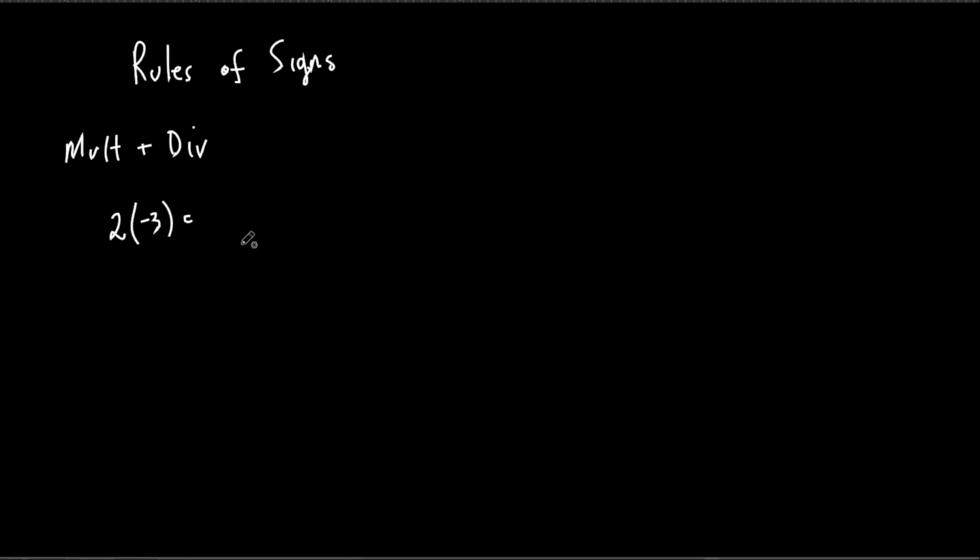So you just multiply those 2 numbers like you normally would, and you just stick a negative in front of it. So what's my answer here? Negative 6. Okay? What about if you had the same signs?